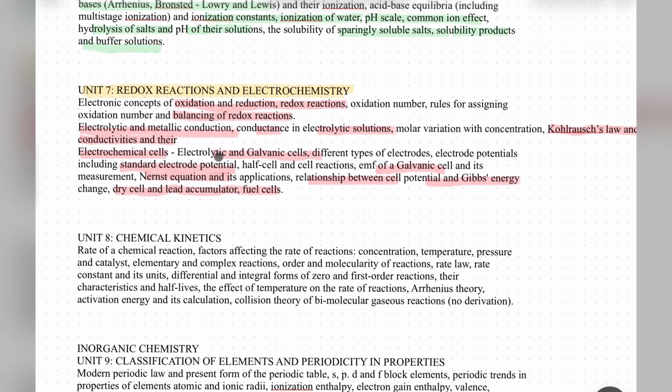Electrochemistry is directly electrolytic cells, electrolytic and galvanic cells. Right? See this? Different types of electrodes and potentials, everything is given. So that is only electrolytic and galvanic cells. Here is some word. We need to discuss this. This word will give you mostly all.